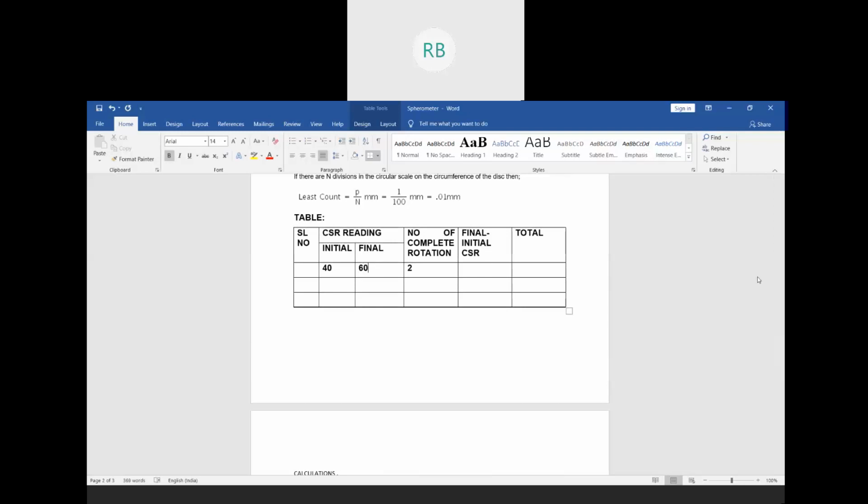Next one is final CSR minus initial CSR. Final minus initial, that will be 60 minus 40, equal to 20. Yes, sorry, 60 minus 40. Equal to 20, it will be the final CSR.